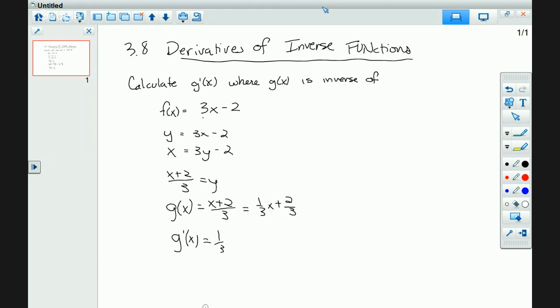Inverse derivative. Notice this, what's the derivative of that? 3. This is 1/3. Are they perpendicular? No, they're not, because it's not a negative reciprocal. So they do differ by a reciprocal, but they're definitely not perpendicular. Right. So here is the formula. I'll show you how to use it.